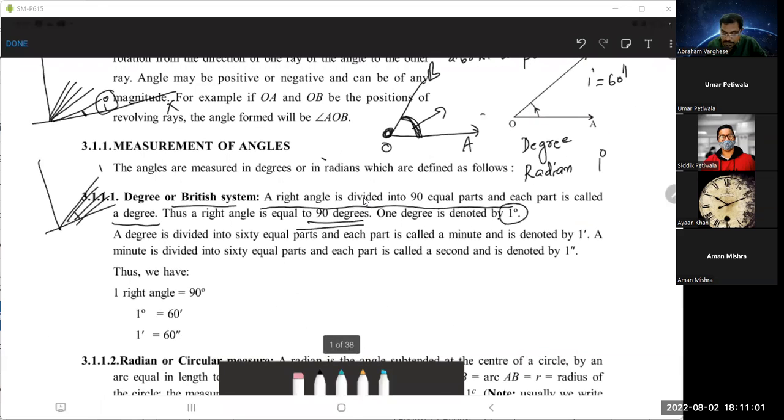It's clear? So this is what we are explaining here. 1 right angle equals 90 degrees. 1 degree will be equal to 60 minutes, and 1 minute will be equal to 60 seconds. Therefore, we can say that 1 degree will be equal to 60 into 60 seconds. If you want to convert to seconds, you have to use this. Hope it is clear. Yeah, you can note it down also. Definition of an angle. Then the first measure, degree measure. Right angle will be equal to 90 degrees.